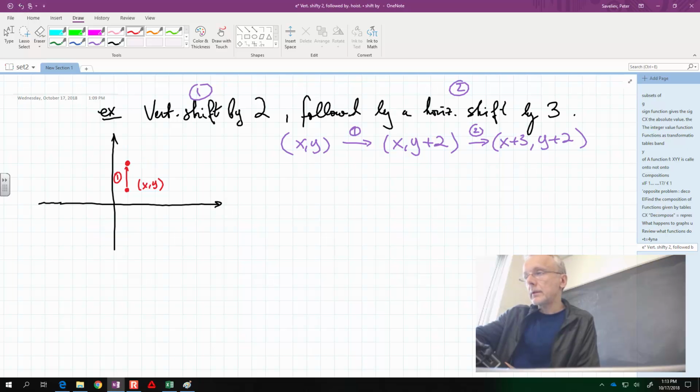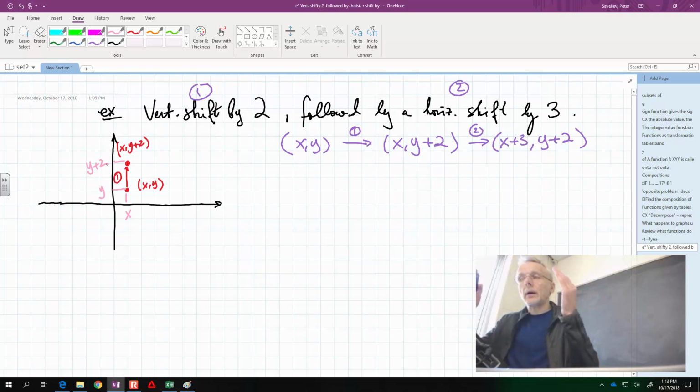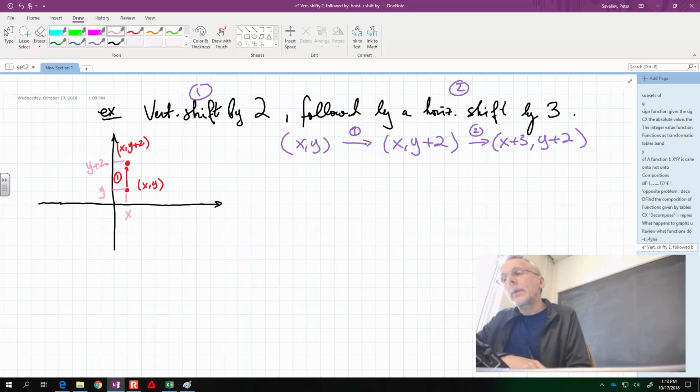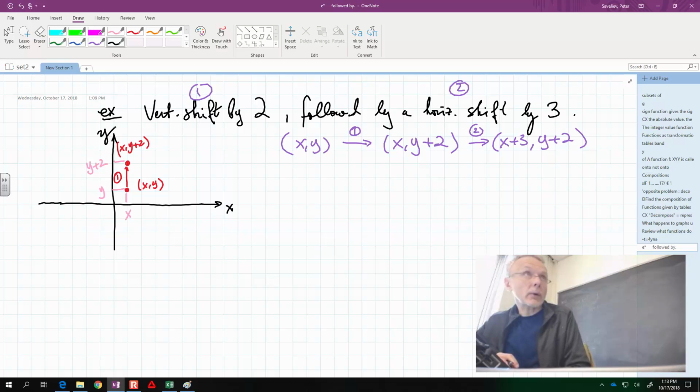Let me write it here, x, y plus 2. Just watch the coordinates. That's the coordinate x, this coordinate y, this is coordinate y plus 2. Okay, so I have in red, I'm writing my coordinates in pairs next to the point, or I mark the coordinates of each point on the x-axis and on the y-axis. Okay, so you can see what's changing, and there is no change in the horizontal direction at step number 1.